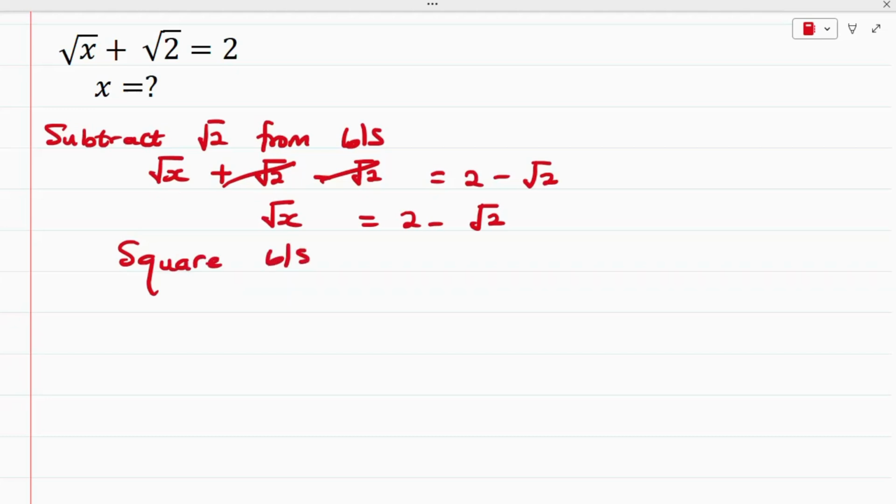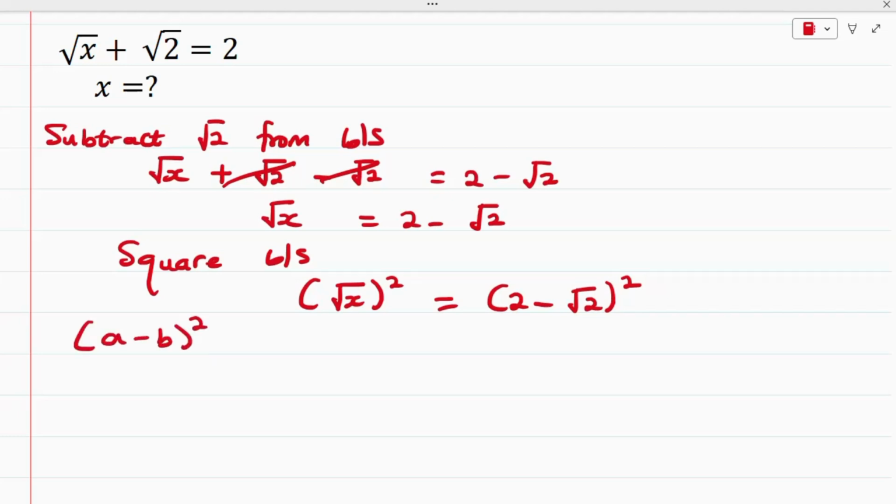So squaring both sides, we have the square root of x all squared is equal to 2 minus the square root of 2 all squared. So we want to simply use this identity to expand the right hand side. The identity is (a minus b) all squared is equal to a squared minus 2ab plus b squared, where a is equal to 2 and b is equal to the square root of 2.